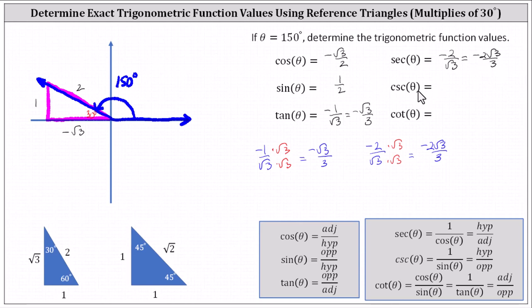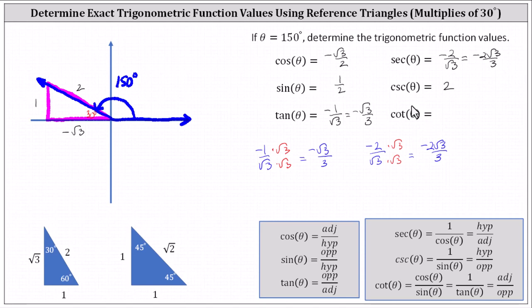The cosecant function value equals the reciprocal of the sine function value. The reciprocal of 1/2 is 2 divided by 1, or 2. Or using the reference triangle, cosecant theta equals the ratio of the hypotenuse to the opposite side, which notice still gives us 2 divided by 1, which equals 2.